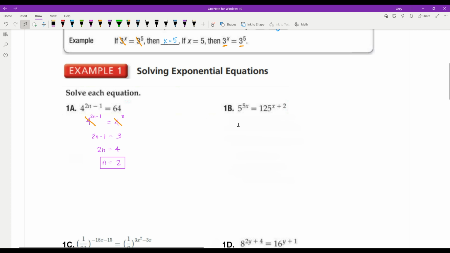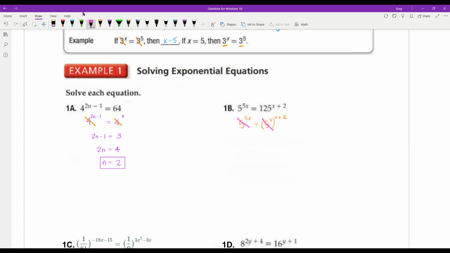All right, 1b says 5 to the 5x equals 125 to the x plus 2. So again, can I write 125 as a power of 5? And I can. So that means 5 to the 5x equals something. All I'm doing is rewriting the 125 as a power of 5. And 125 is 5 to the 3rd. So it's important to write it like that because when you're simplifying this, you're only getting rid of the bases. So the base of 5 and the base of 5.